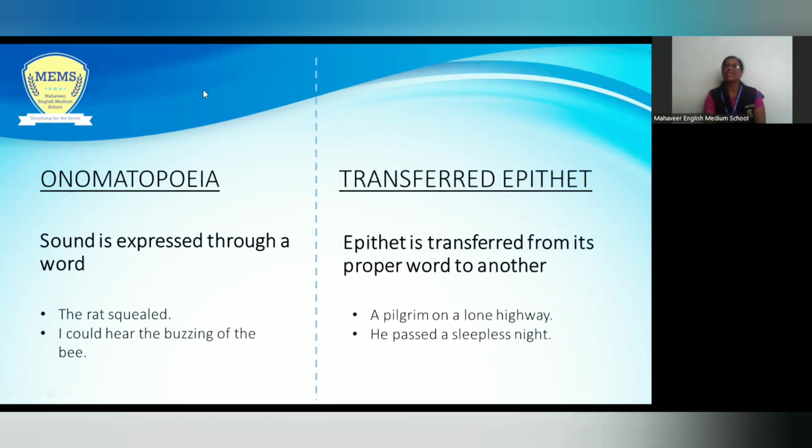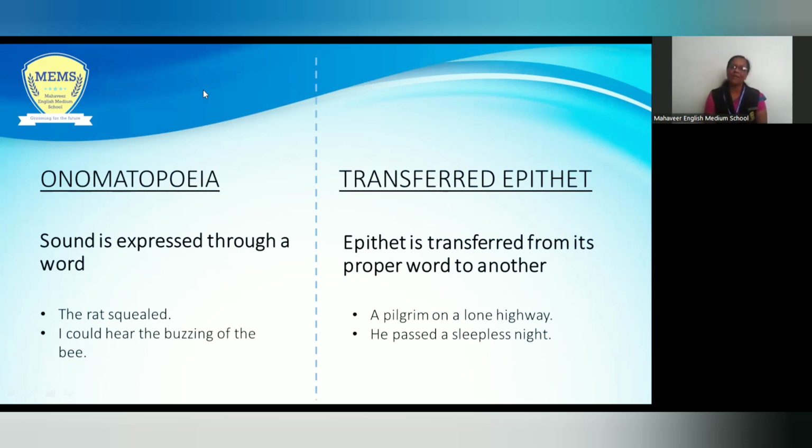We come to the next. Transferred epithet. The word itself says transfer. What is transfer? Movement from one place to another. And what is an epithet? An epithet is an adjective. So what is moving? The epithet, that is the adjective. When the adjective moves from its original place to another place, just for better poetic effect, it is termed as transferred epithet.